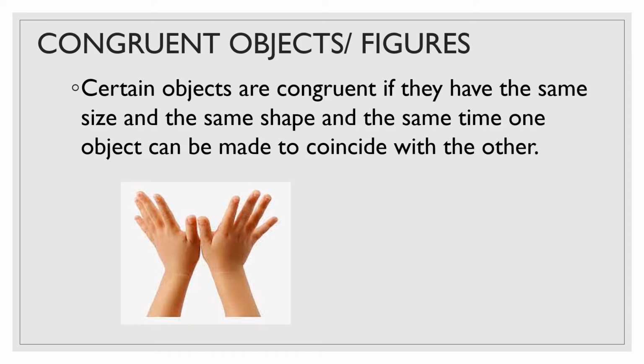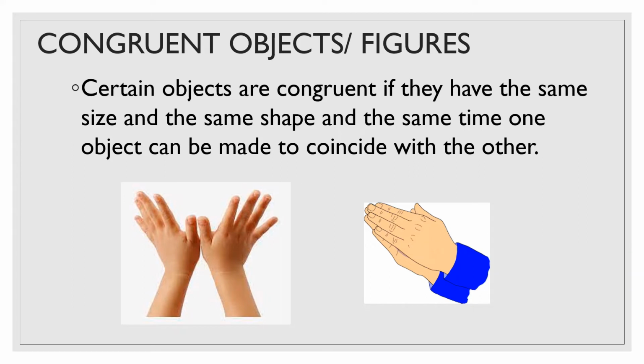Meaning, yung index finger sa right hand should be paired with the index finger sa left hand. And yung thumb natin sa right hand should be paired to the thumb of the left hand. Okay? So just like this. Anong ibig sabihin? That our hands, when coincide with each other, they are considered as congruent.